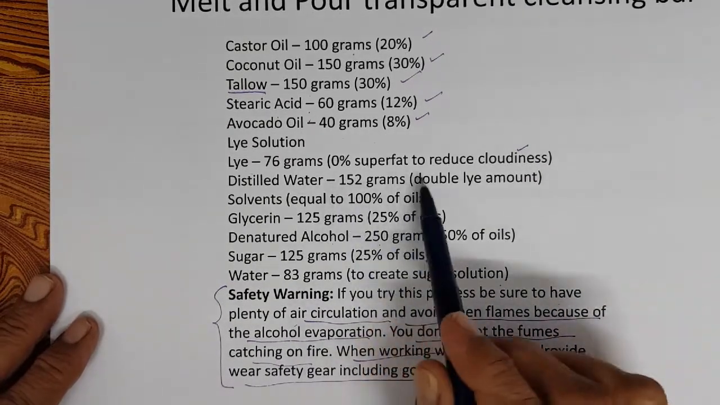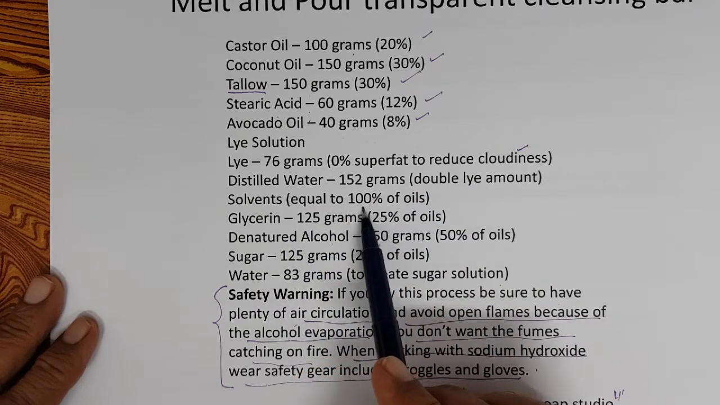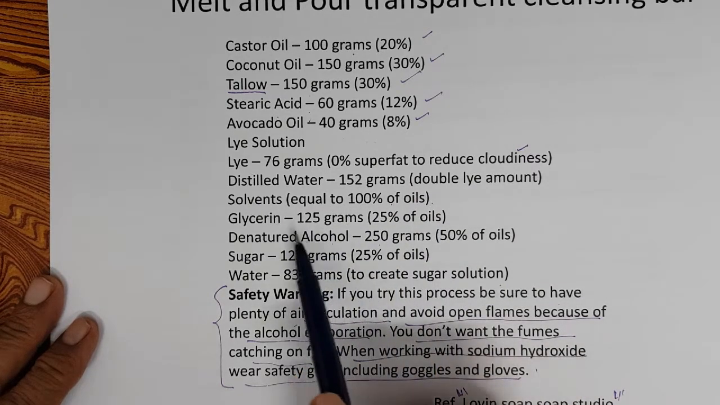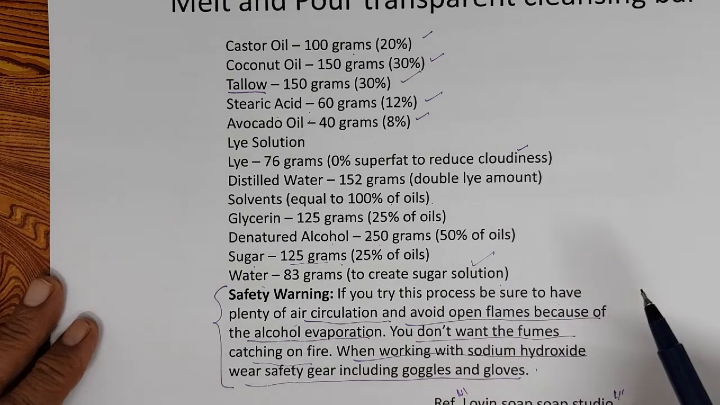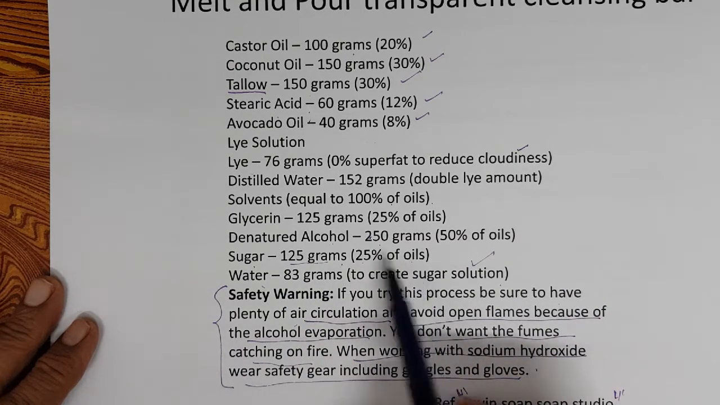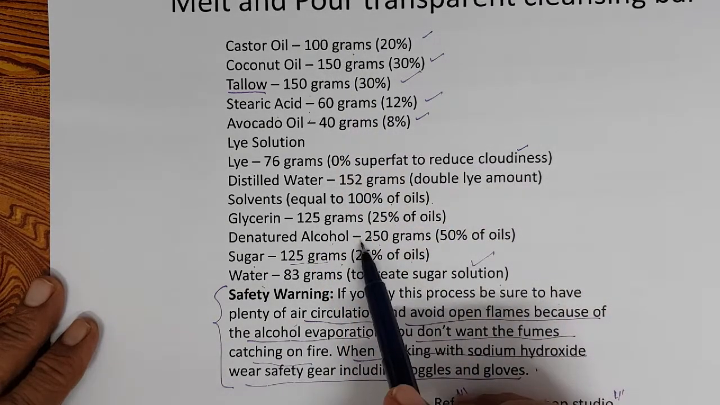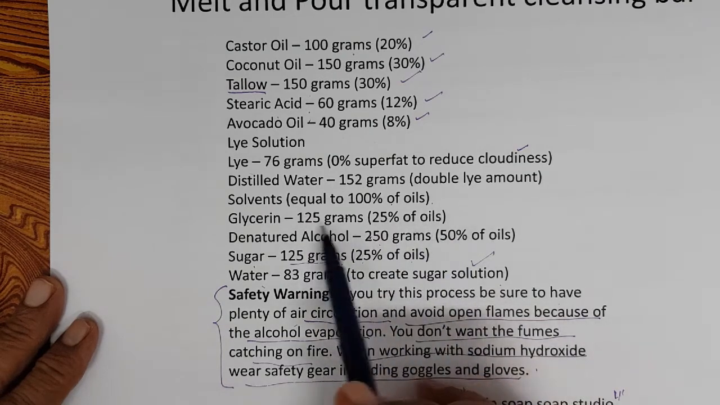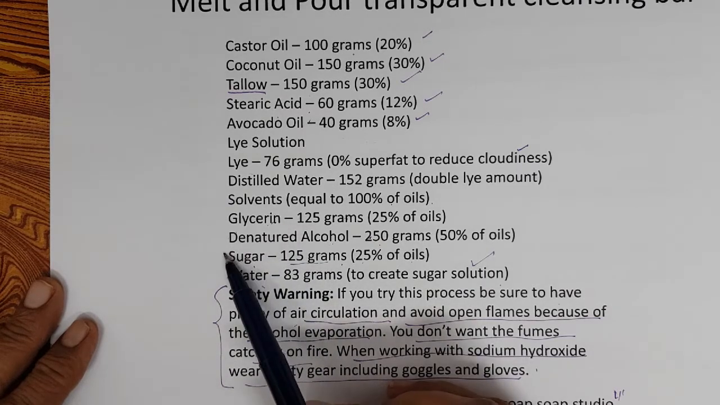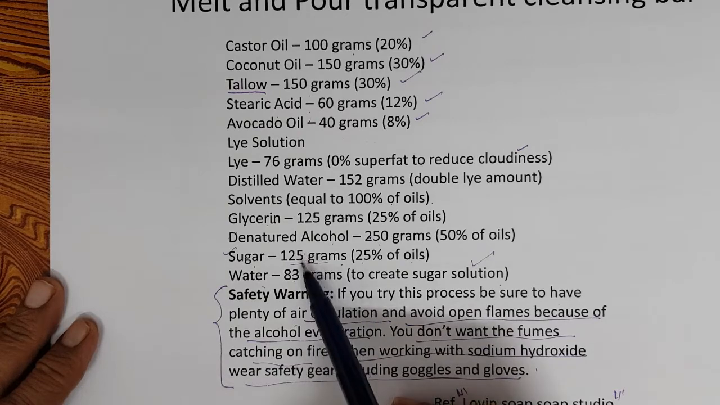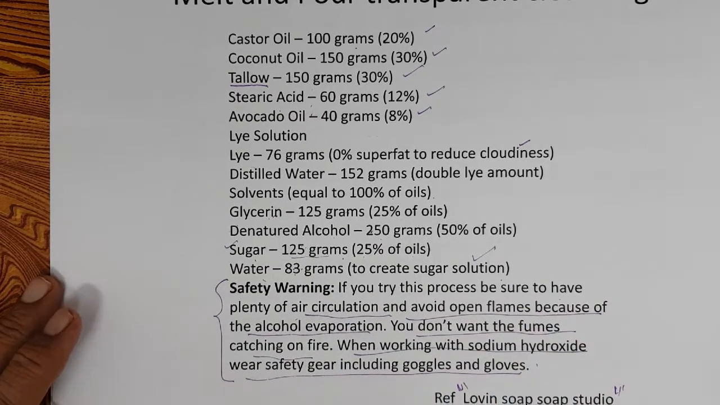Distilled water, solvents equal to 100% of oils, that is glycerin, denatured alcohol, sugar 125 grams, water 83 grams to create sugar solution. Sugar 25% of oil, sugar solution, denatured alcohol 25% of the oil weight, glycerin 25% of the oil weight. These are all the solvents, right? Glycerin, denatured alcohol, sugar. So to make the sugar solution, 83 grams of water.